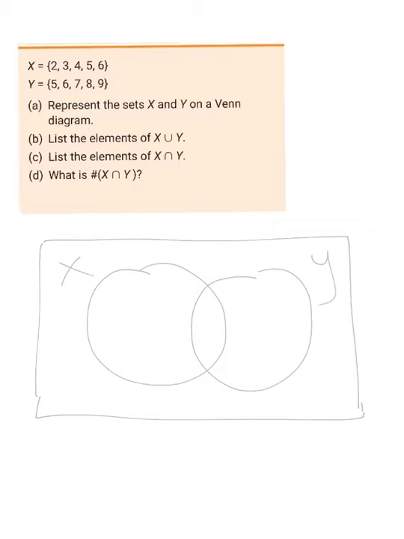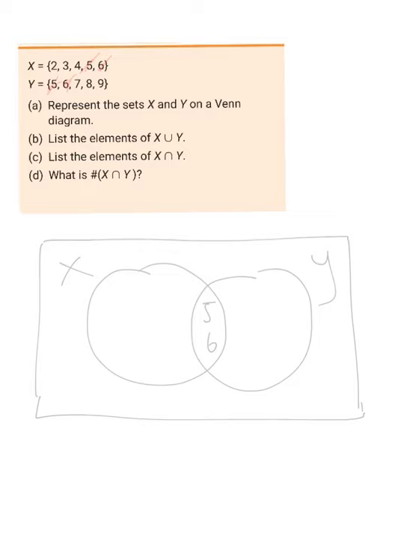Okay, so the first part that you have to fill in is the intersection part. So you have to fill in what they have in common. If you look at both lists, in X you have 2, 3, 4, 5, and 6, and in Y, you have 5, 6, 7, 8, and 9. So they have a 6 in common and a 5 in common. So you fill in the intersection part first. What is in both of them is 5 and 6.